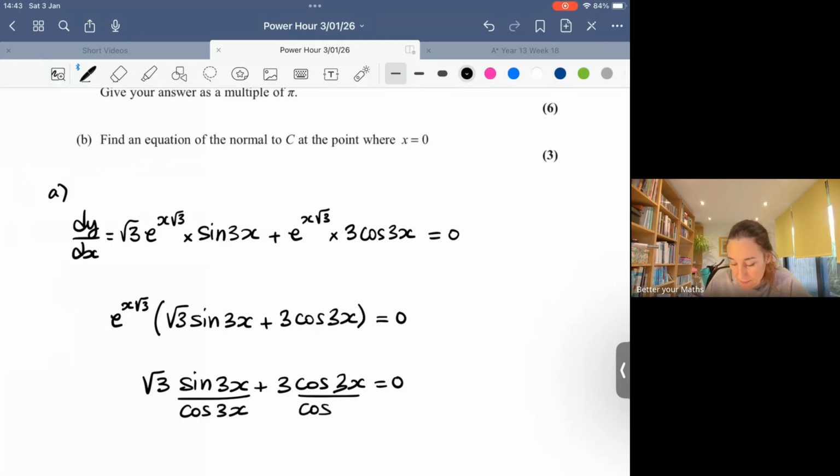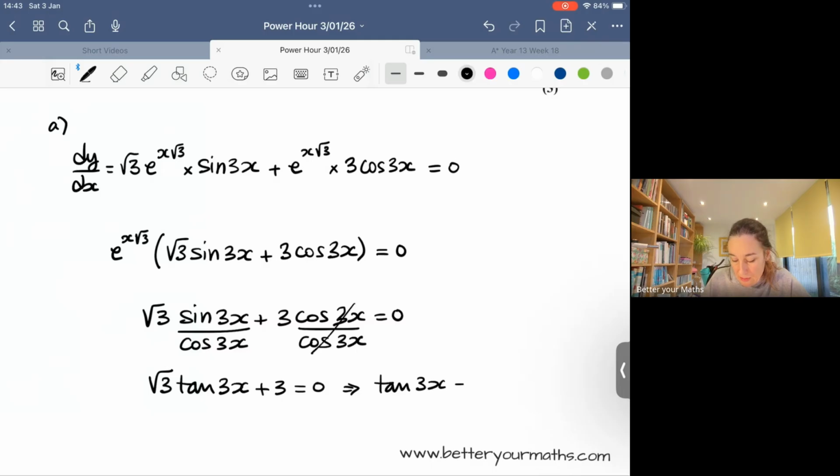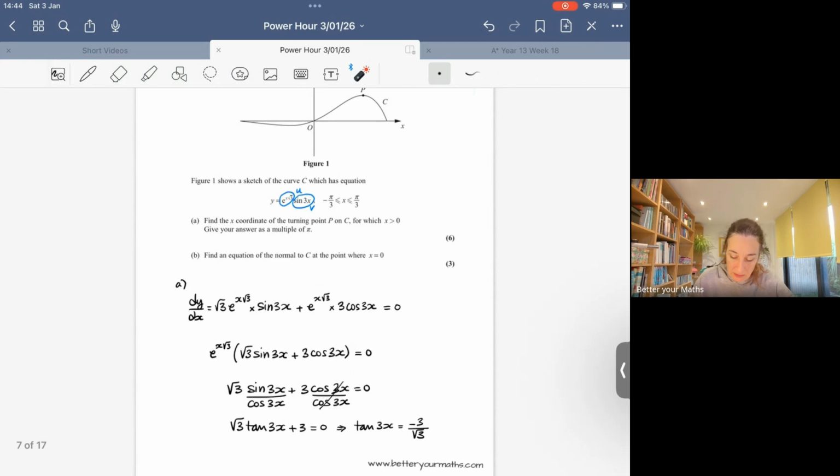So I have tan. Sine divided by cos is tan 3x. And cos divided by cos is 1. So plus 3 equals 0. That means that tan 3x is going to be minus 3 over root 3. And I can find 3x straight away with the calculator, doing tan minus 1. Then I will have to be careful to find the one that is positive. Don't worry too much about the interval, because we don't even need to change the interval, because we are going to find only that solution.